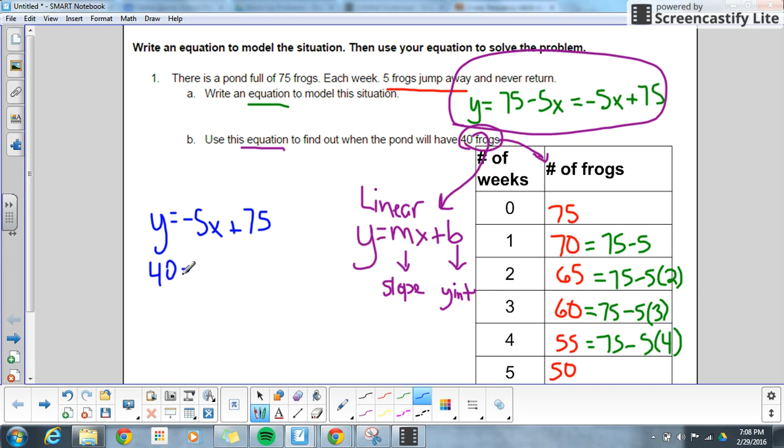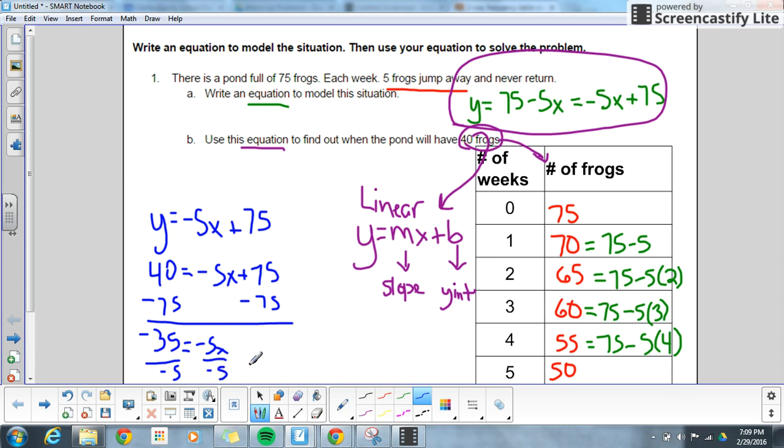Now, I know a lot of you don't like to show your work, but I think it's good to write your equation out so that if you do make a careless mistake, I can still see that you knew how to plug this in. So we're going to subtract 75 from both sides of the equation because we're trying to find x, or the number of weeks. 40 minus 75 is going to give us negative 35, and that's going to be equal to negative 5x. So our last step is we're going to divide both sides of the equation by negative 5. And when we do that, we're going to get x equals 7 weeks.